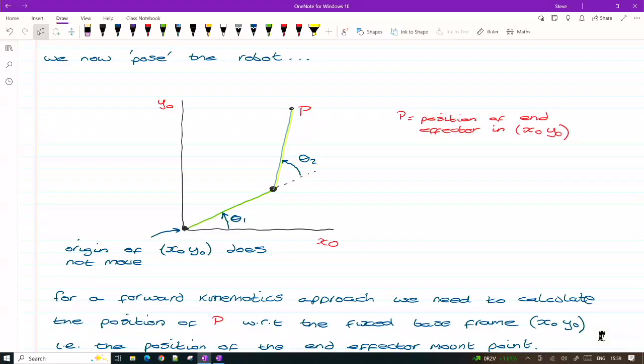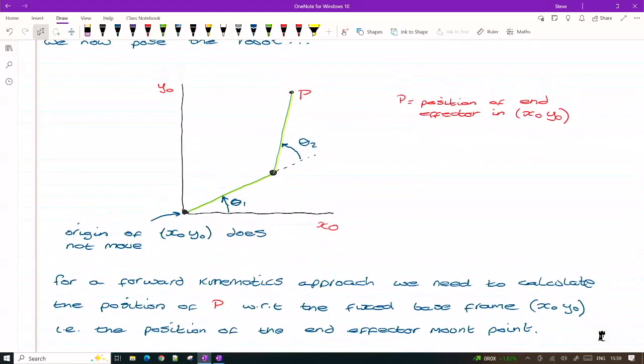What we now need to do is come up with a way of calculating the position of our end effector mount point, our point P, if we know θ1 and θ2, okay? So the first thing I'm going to go through is a very simple trigonometric approach. Again, this is really high school stuff, first year algebra at worst, trigonometry at worst, okay? To allow us to calculate the position of point P, knowing our joint variables.